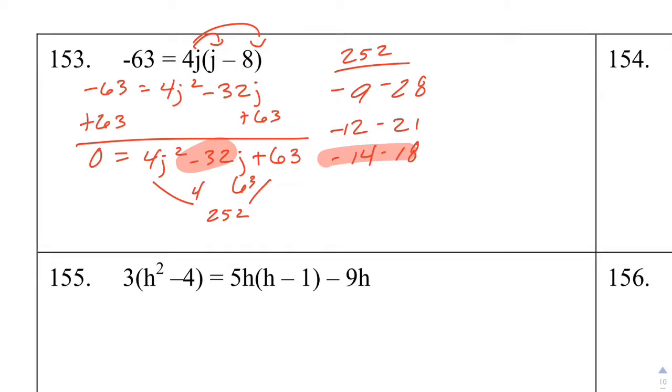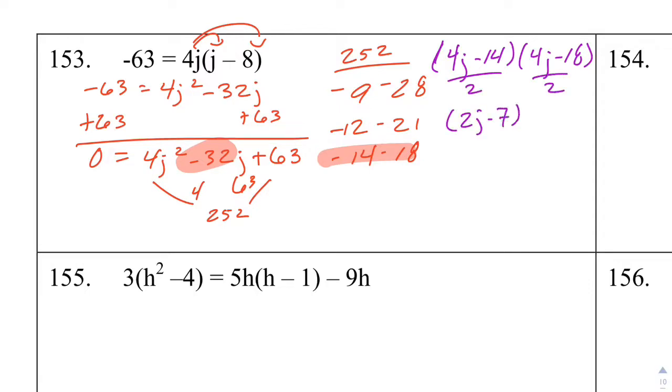Okay, so then we're going to go into our two factors. Switch colors here just because I got a lot going on. So we have 4j minus 14 and 4j minus 18. Divide them both by 2. 2j minus 7 and 2j minus 9, and then set them equal to 0.